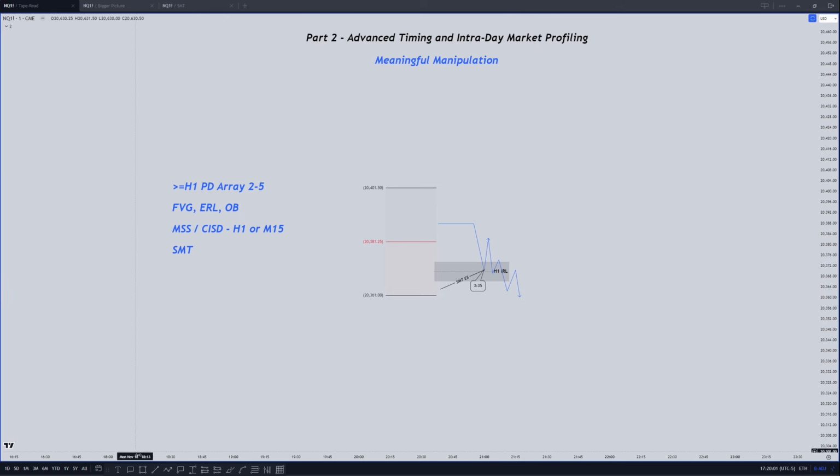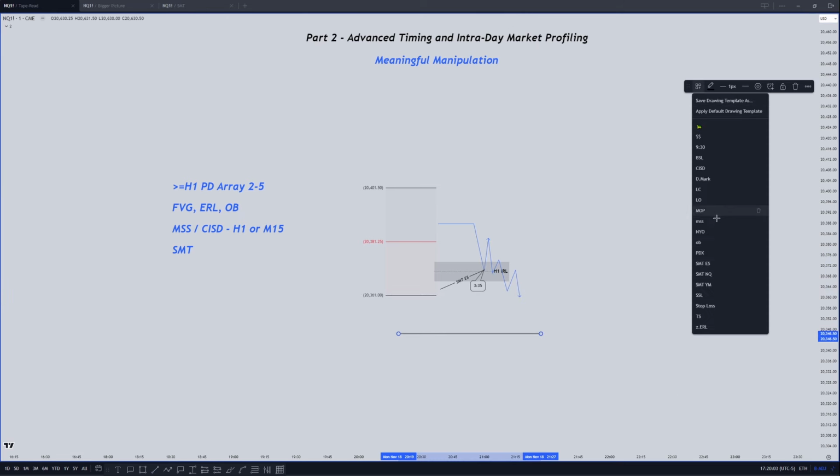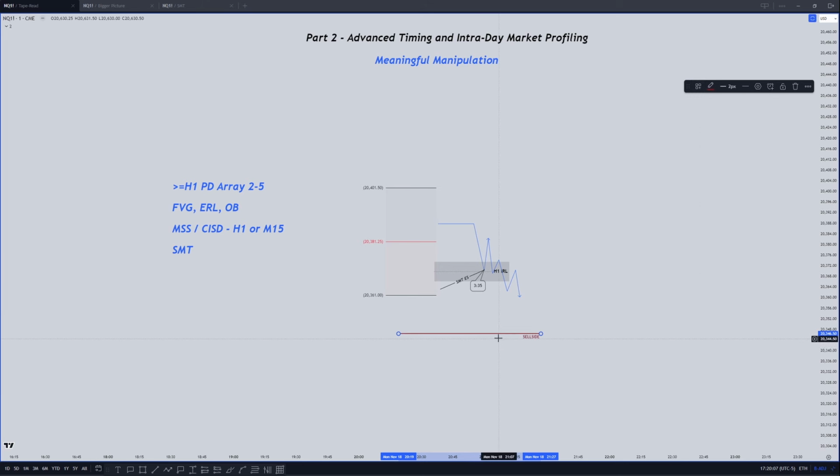We're going to have some sort of maybe external range liquidity here, and the ERL in this case is going to be some sort of time-based liquidity pool. Okay, so it could be previous session low, previous day low, previous week low. All those are time-based. So it's not going to be a random swing high or swing low. It's got to be time-based liquidity.